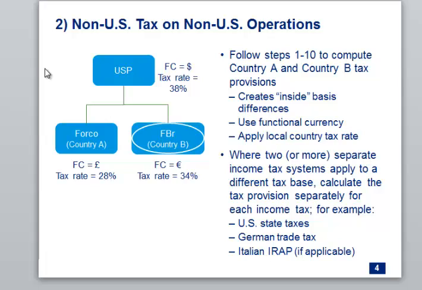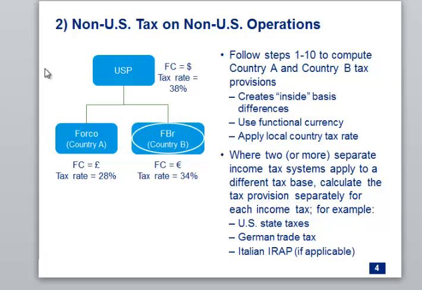Non-U.S. tax for non-U.S. operations. Okay, so like I was saying before, this is where for Forco and for foreign branch, we're going to do the provisions for just those entities in just those jurisdictions. All right, so if we're going to do a Forco country A provision, we're going to figure out Forco A's payable, Forco A's deferreds. We'll do Forco's rate rec. We'll book their entries. We'll do it all kind of with integrity for Forco, where we're not combining it with another entity or the U.S. We're doing it specifically for Forco.